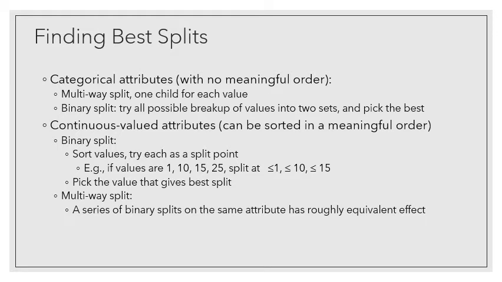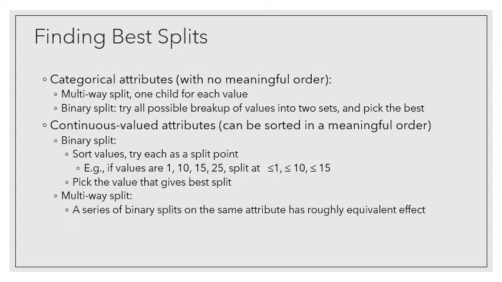To find the best binary split of a continuous valued attribute, we first sort the attribute values in the training instances. We then compute the information gain obtained by splitting at each value. For example, if the training instances have values 1, 10, 15 and 25 for an attribute, the split points considered are 1, 10, 15, and in each case values less than or equal to the split point form one partition, and the rest of the values form the other partition. The best binary split for the attribute is the split that gives the maximum information gain.